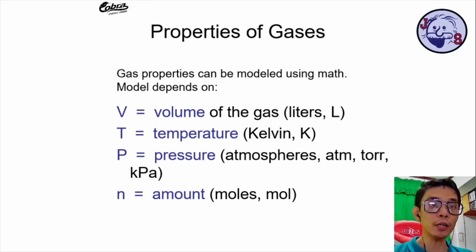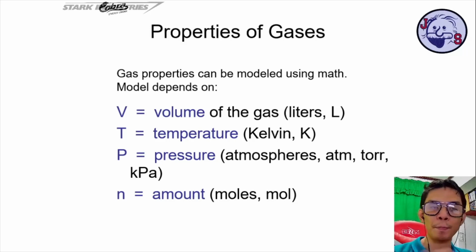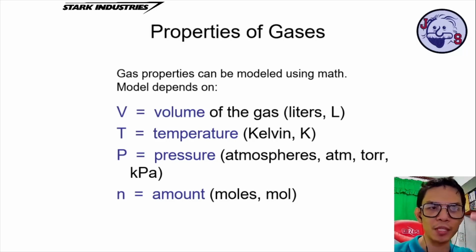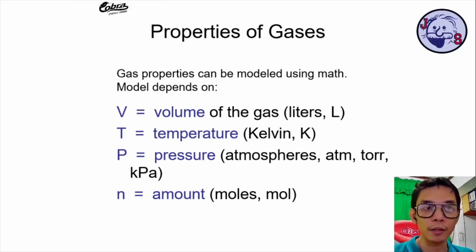Next one, the pressure, it depends. Any pressure may do. It can be atmosphere, it can be torr, it can be pascal, it can be millimeters of mercury. It just depends on the problem. So if the problem is asking you to convert each and every pressure that you have there, then do so. You must be familiar with the conversion factors regarding pressure, so that you do not get lost.